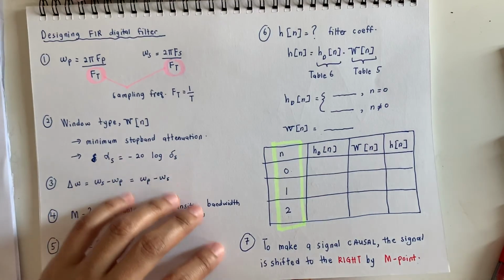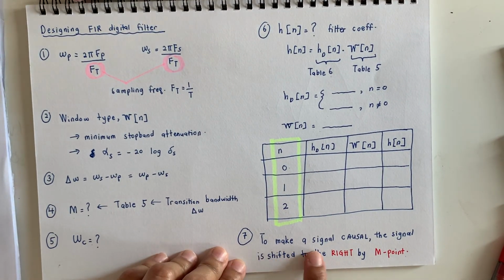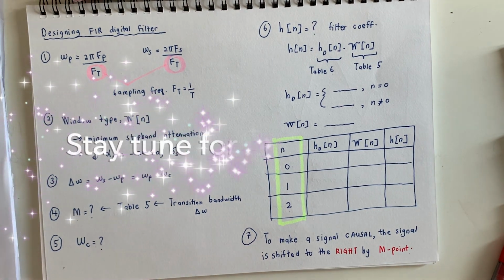Because of that also, here you have to write: to make a signal causal, the signal is shifted to the right by M points.